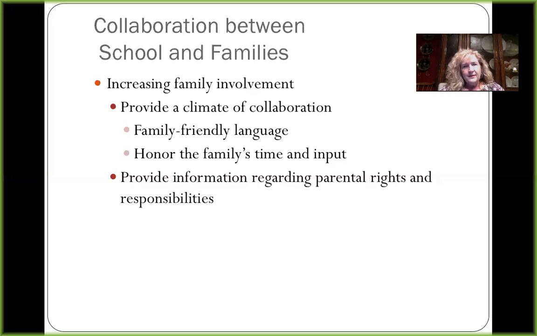That's another pitfall that we sometimes make when working with parents. We give them the impression that all the decisions have already been made and this is just a formality. And that certainly isn't the case. The legal mandate is that we involve parents in the process of decision making. And so we can't make decisions without parents' involvement.